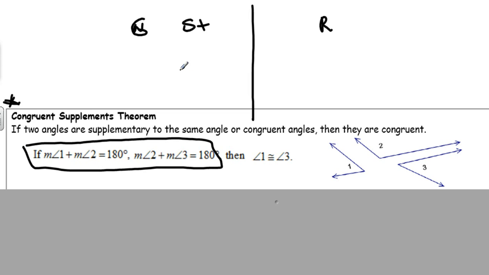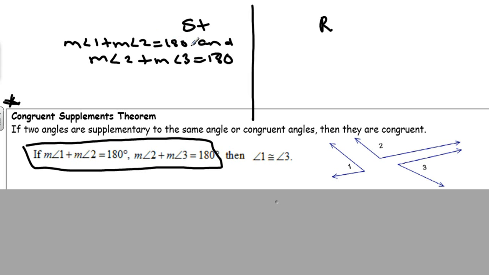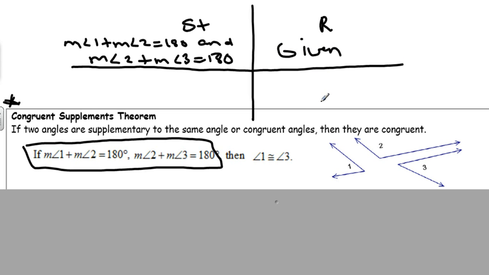under one line. So you would see that the measure of angle 1 plus the measure of angle 2 equals 180. And the measure of angle 2 plus the measure of angle 3 equals 180. Your reason for seeing that statement would be a given. They would give that to you. Then in your next line, you would see that angle 1 is congruent to angle 3. It looks like they replaced the measure of angle 2's here, and they got rid of this 180, and then they just set 1 congruent to 3.